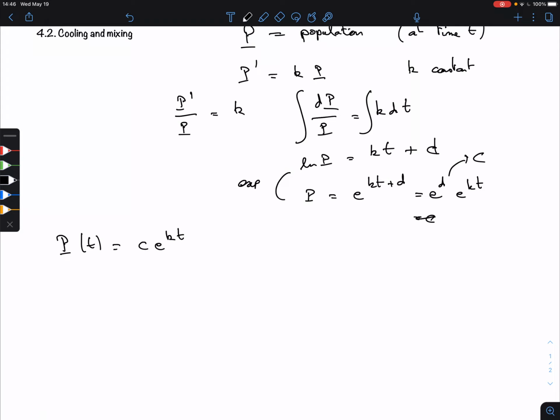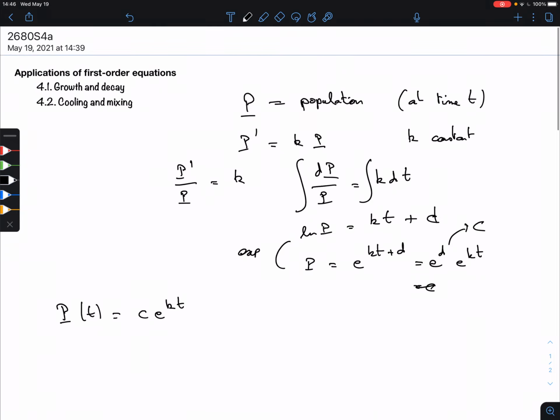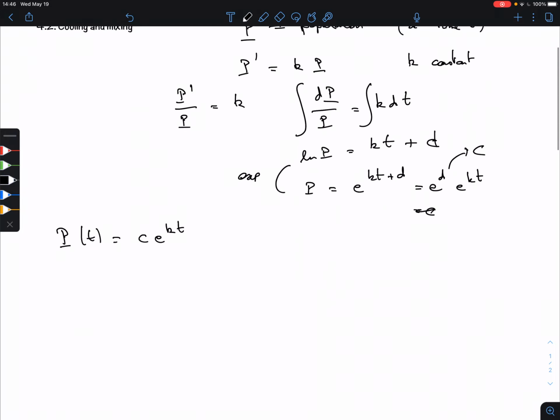C is determined by the initial condition, K is determined by the type of population that we are dealing with. So far I'm talking about population and growth, but there is another application that is exactly the same, because we can think of it as population as well, and that is what is called radioactive decay.